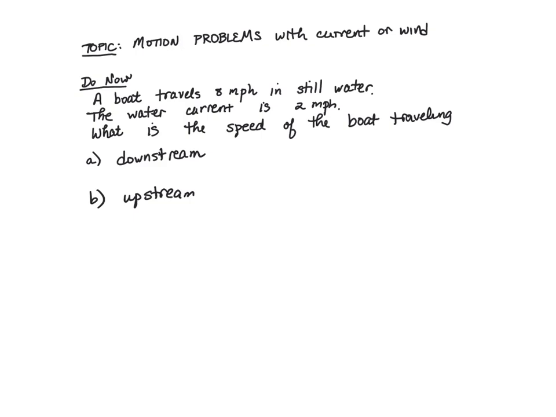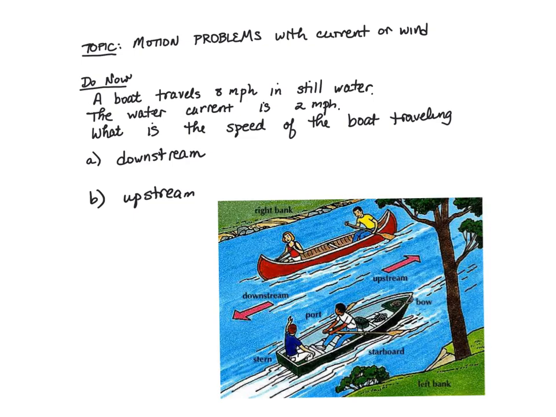A boat travels 8 miles per hour in still water. The water current is 2 miles per hour. What is the speed of the boat traveling A, downstream, B, upstream? So let's see what we mean by traveling downstream or upstream.